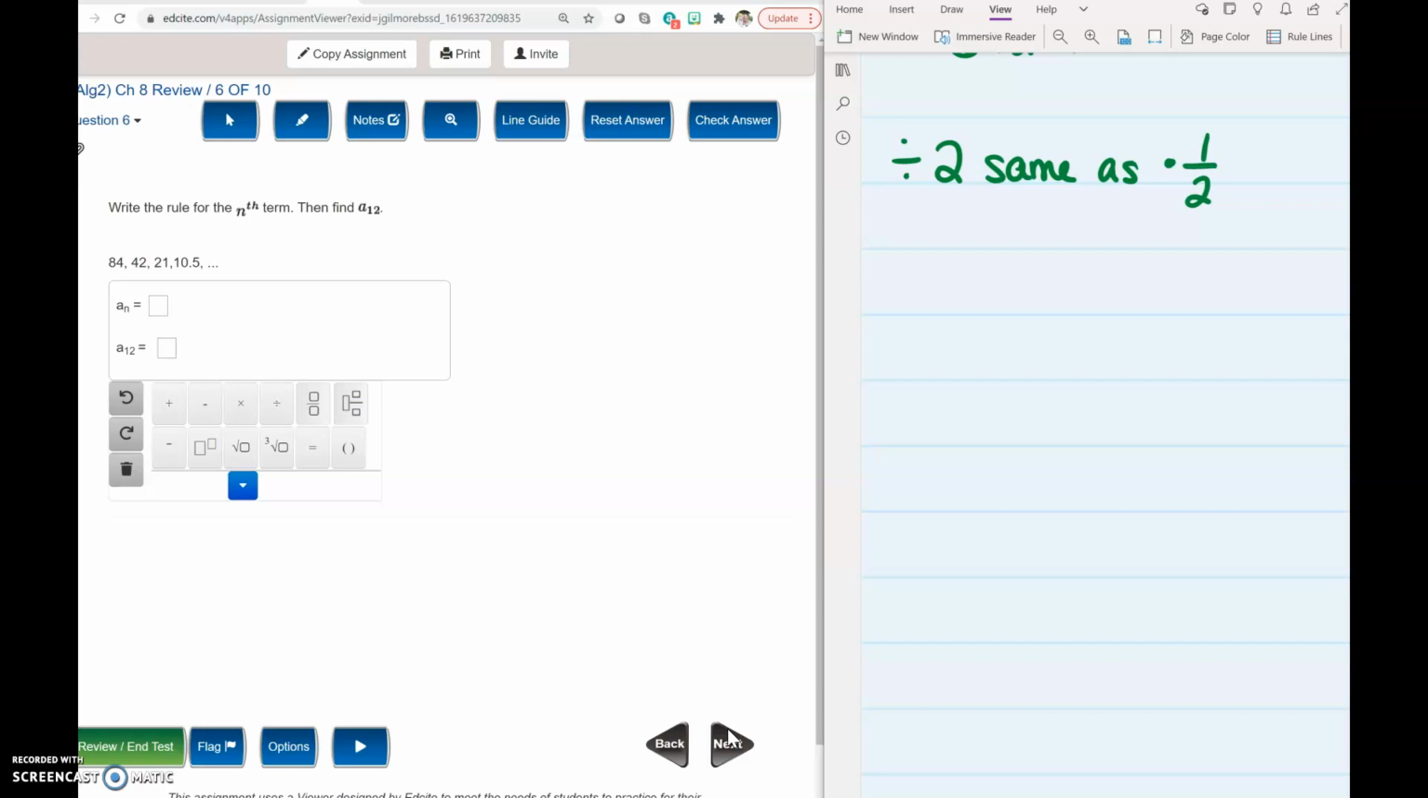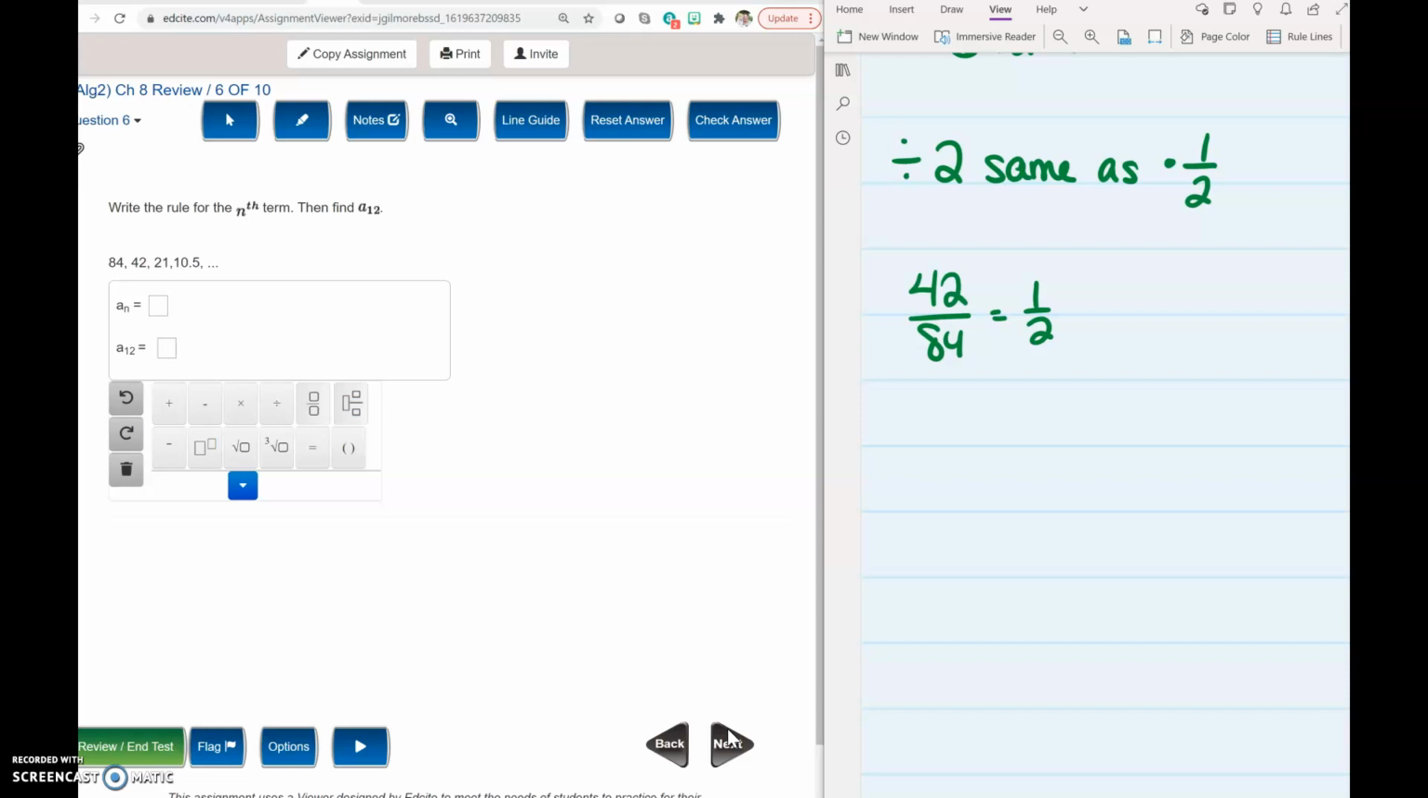If you're struggling to find what it is, remember you can take the second term divided by the first term and simplify that, and that will give you 1/2. Now on here, it will accept 1/2. It will also accept 0.5.